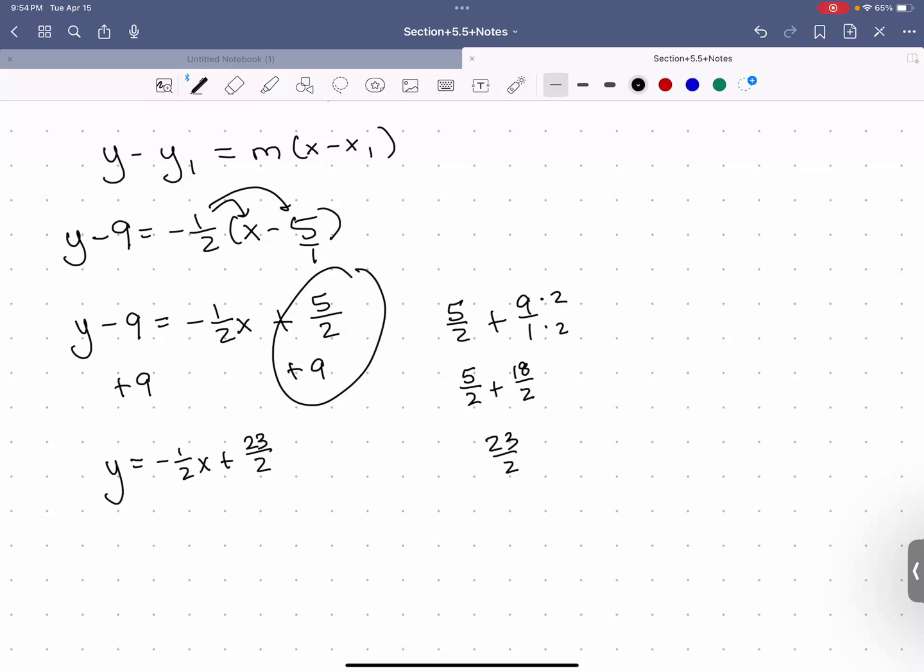I also told y'all that if you wanted to go ahead and just do the division on this, you could have rewritten this as -0.5x plus 11.5 when we do the 23 divided by 2. And so that would also be a perfectly good answer.